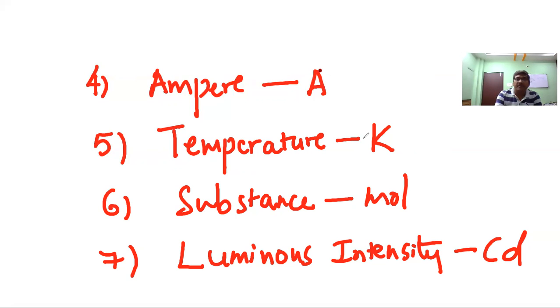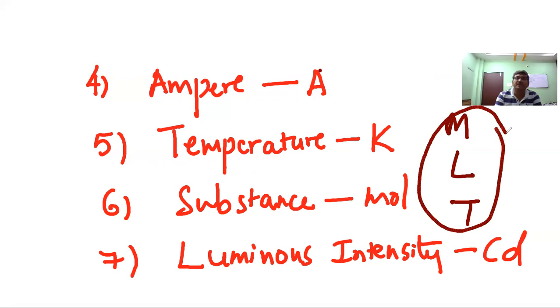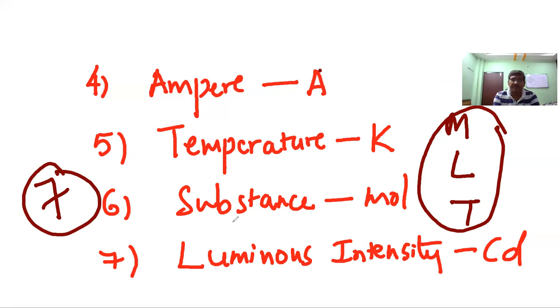So the previous ones, M, L, T, those are the three things: mass, length, and time. These are four things. Put together, seven. Total, how many are there? Seven fundamental quantities are present.